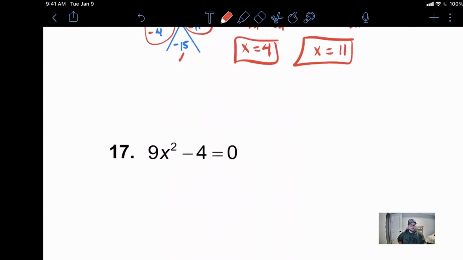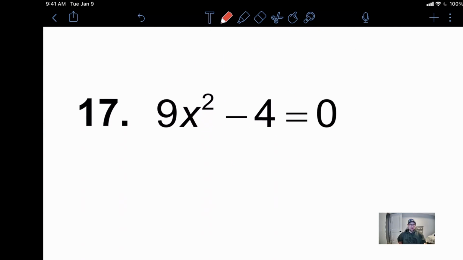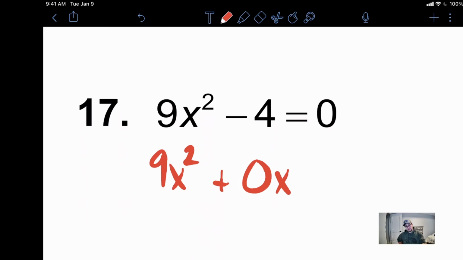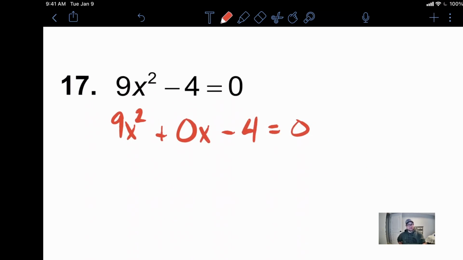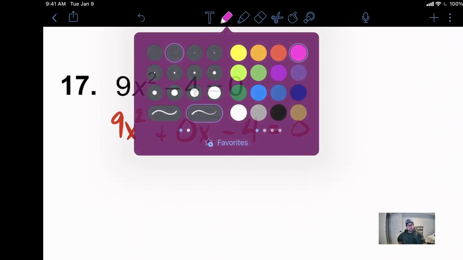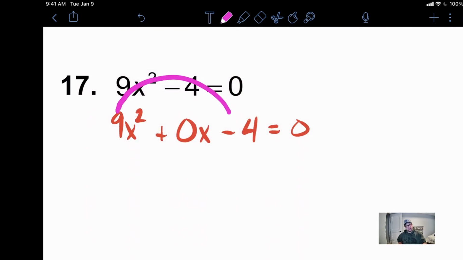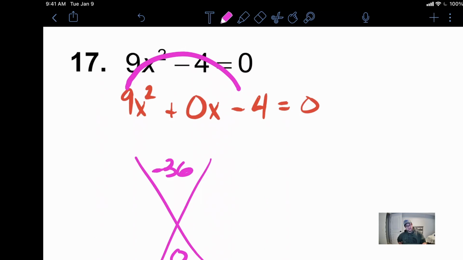Looking at number 17. Now, number 17 is a little strange, and I'll show you why. It's because your middle term is missing, right? We don't have the 0x that we're used to seeing in there. Now, once we put that in, everything should continue on normally. So we're looking for two numbers that multiply, right? Since those two multiply, 9 times 4 will be negative 36, and we'll have a 0 on the bottom.